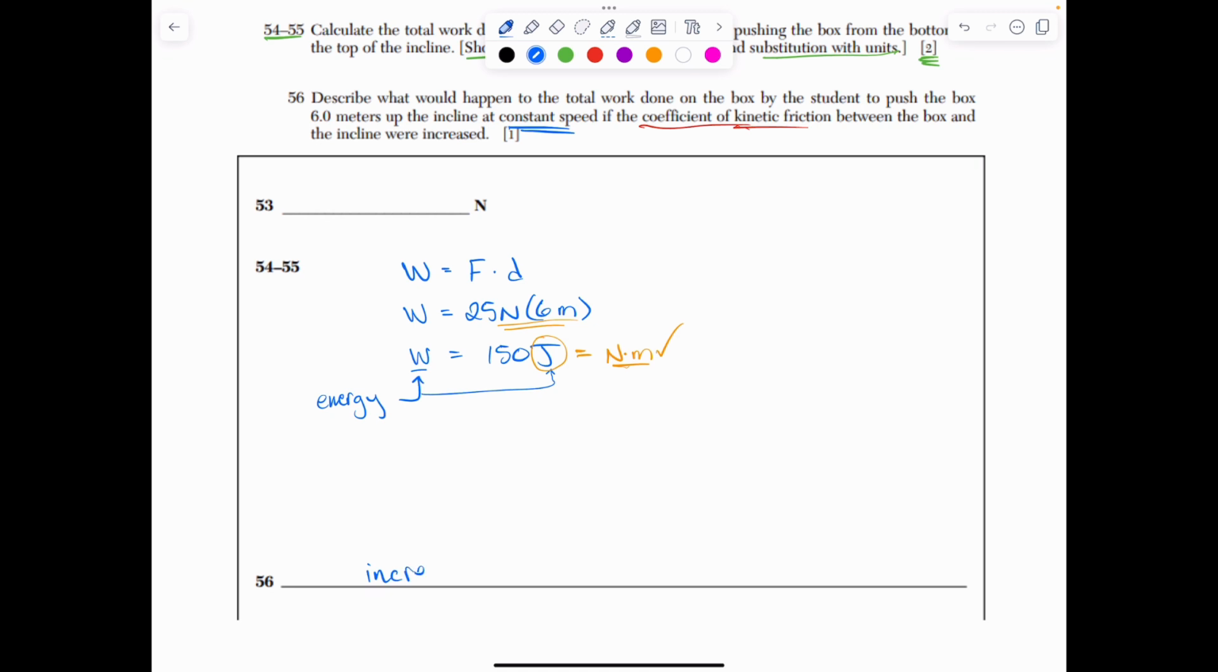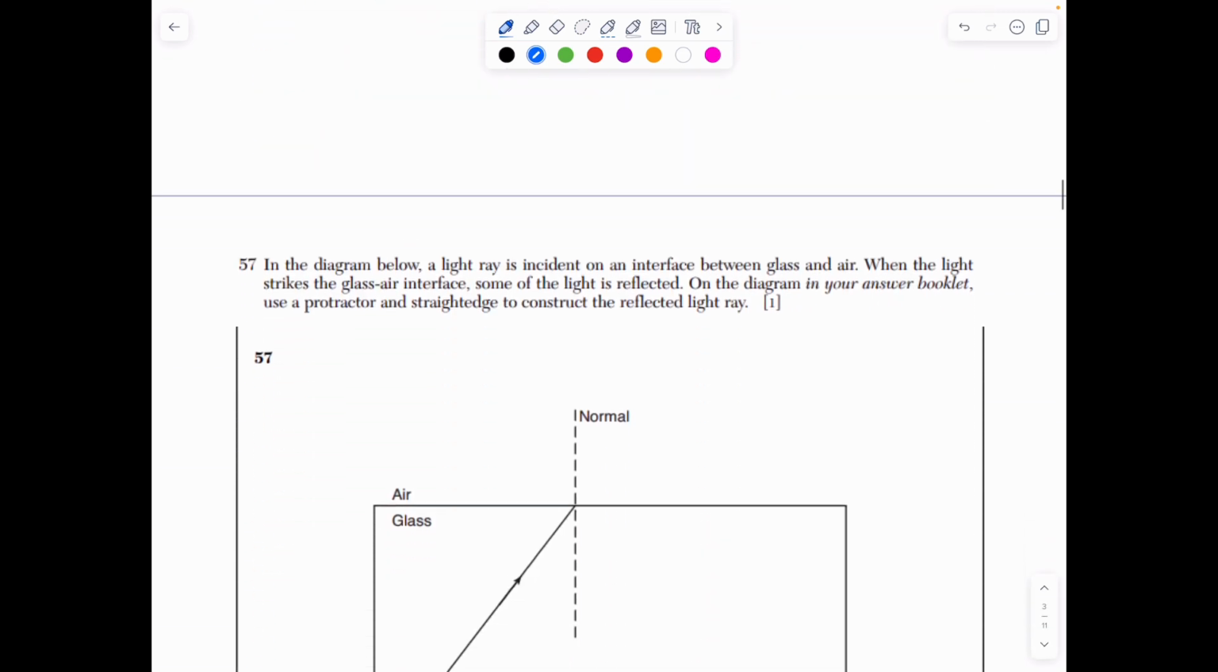You don't need a full sentence. It says describe what would happen to the total work. Really, increases would give you full credit. I'm going to write total work increases because I think that's just a better answer. But increases is all you need. Total work increases. There we go. All right, let's go on to the next one.